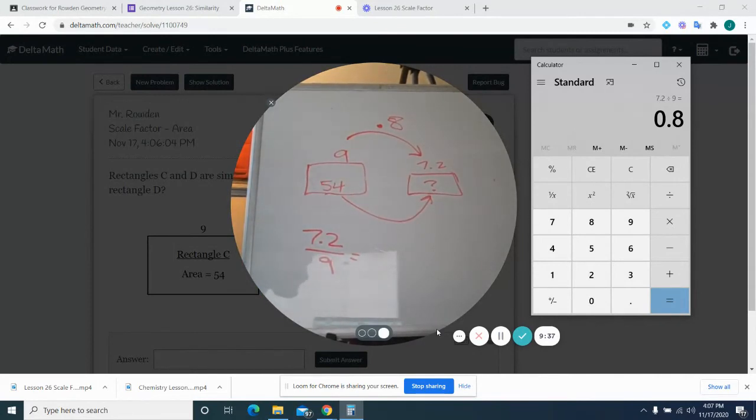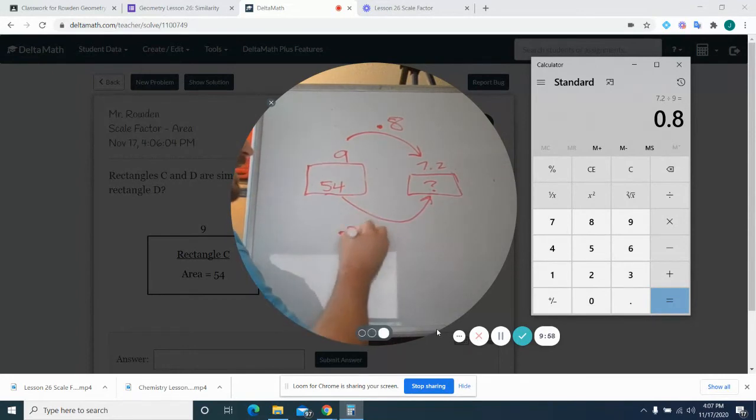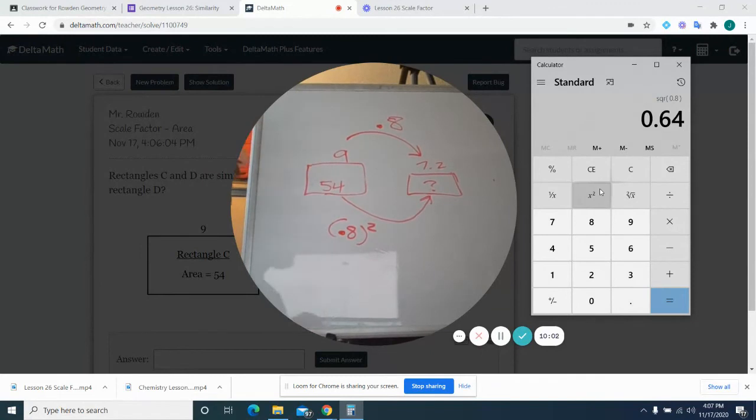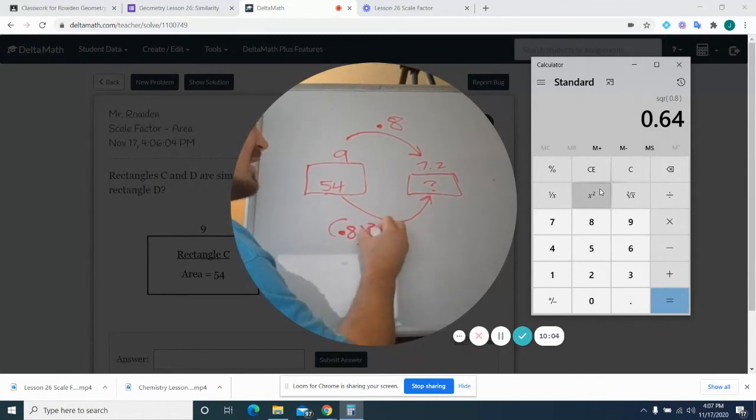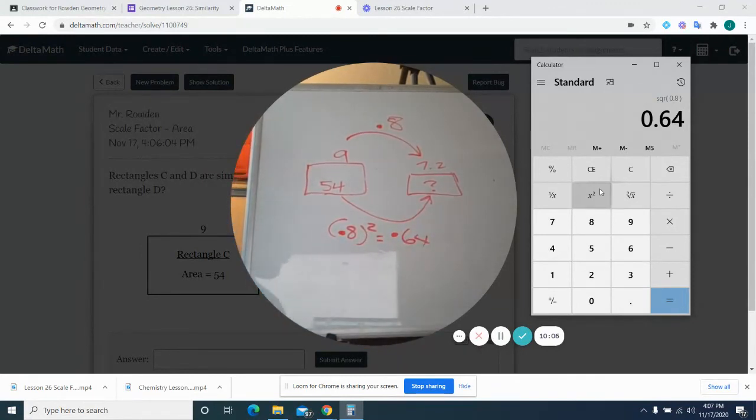Now you have two methods of doing this. You either can figure out 9 times what will make the 54. And whatever that missing number is, multiply it by 0.8 to get the missing side, multiply the two sides, get the area. What I would prefer us to practice, though, because there are ways where that could be really hard, what's consistent, let's take 0.8 and let's just square it. So 0.8 squared equals 0.64. So the scale factor here is 0.64.